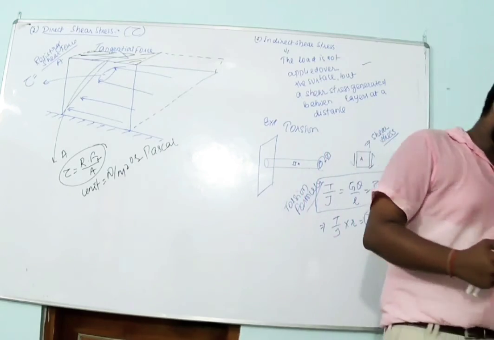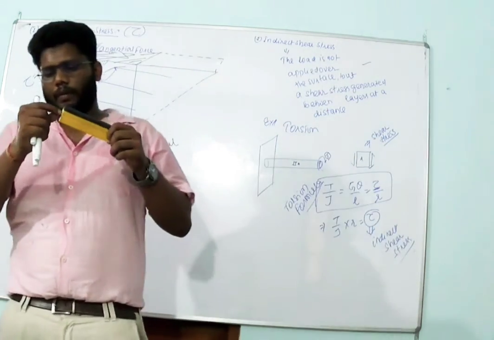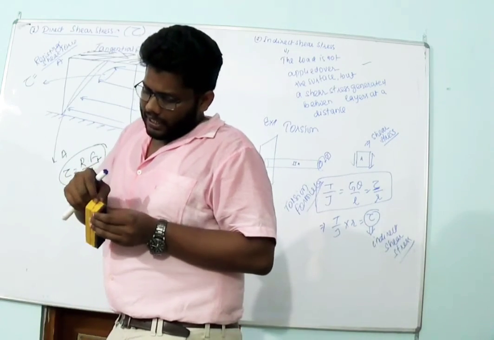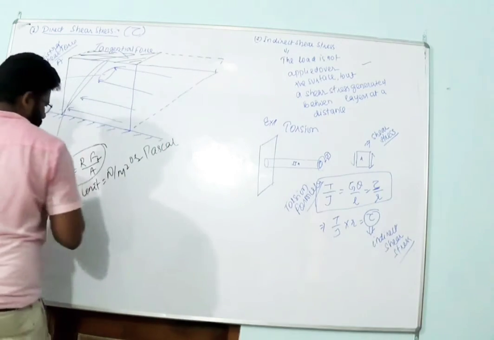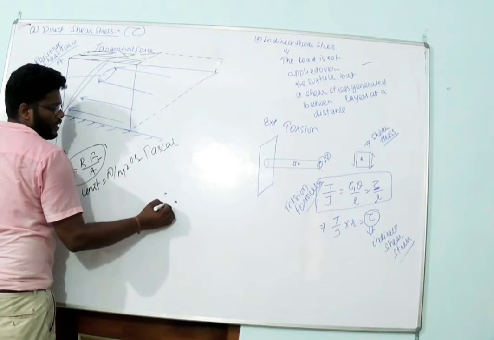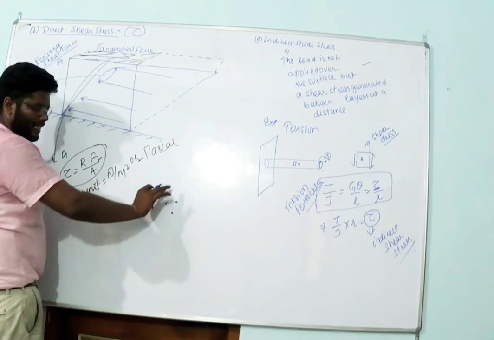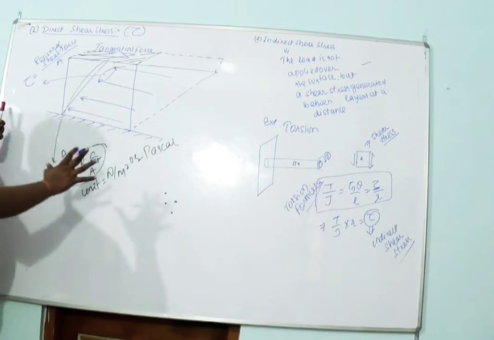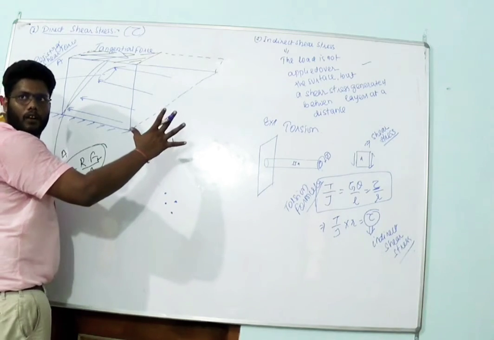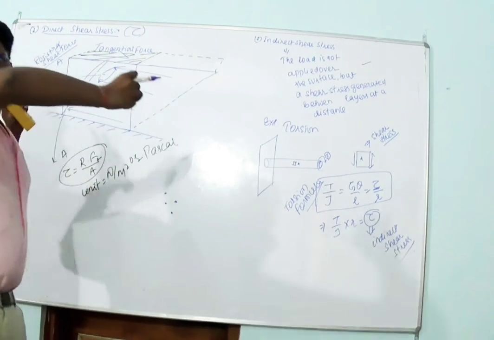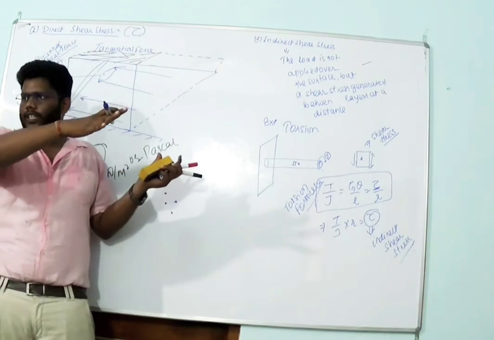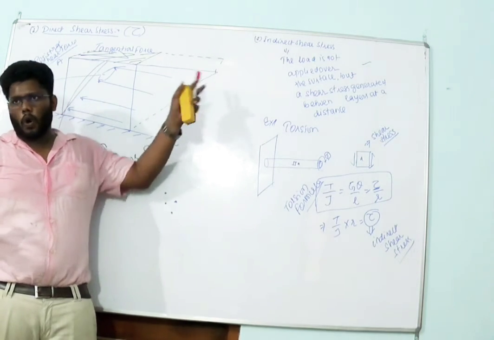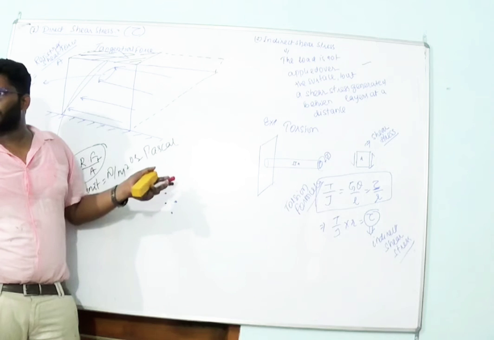I am pulling this body. Here I am applying the force. Now the particle which is experiencing the force is connected to adjacent particles. If this is the particle, it is connected with this particle, and with this particle, and with this particle. In three dimensions it is connected. That means this is like a net. All the particles are connected. Then the resisting force will be due to all these connections, all these particles which are connected.